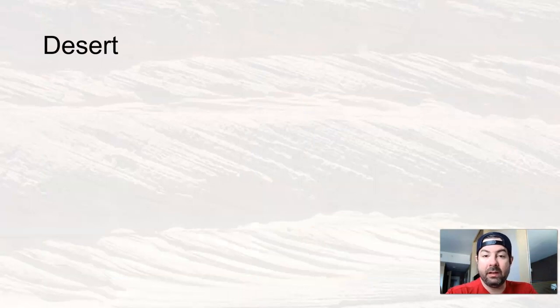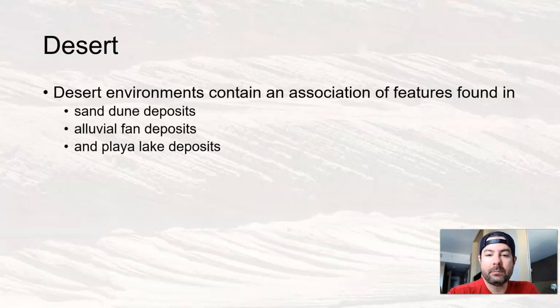Deserts are another area of deposition. Desert environments contain an association to features like sand dunes, go figure, things called alluvial fans, and playa lakes. By the way, not every desert has sand dunes. I know in the movies, when they're talking about deserts, they have sand dunes. Think about Phoenix. We're in a desert. How many sand dunes are around Phoenix? The answer is 0. That's just a side note.